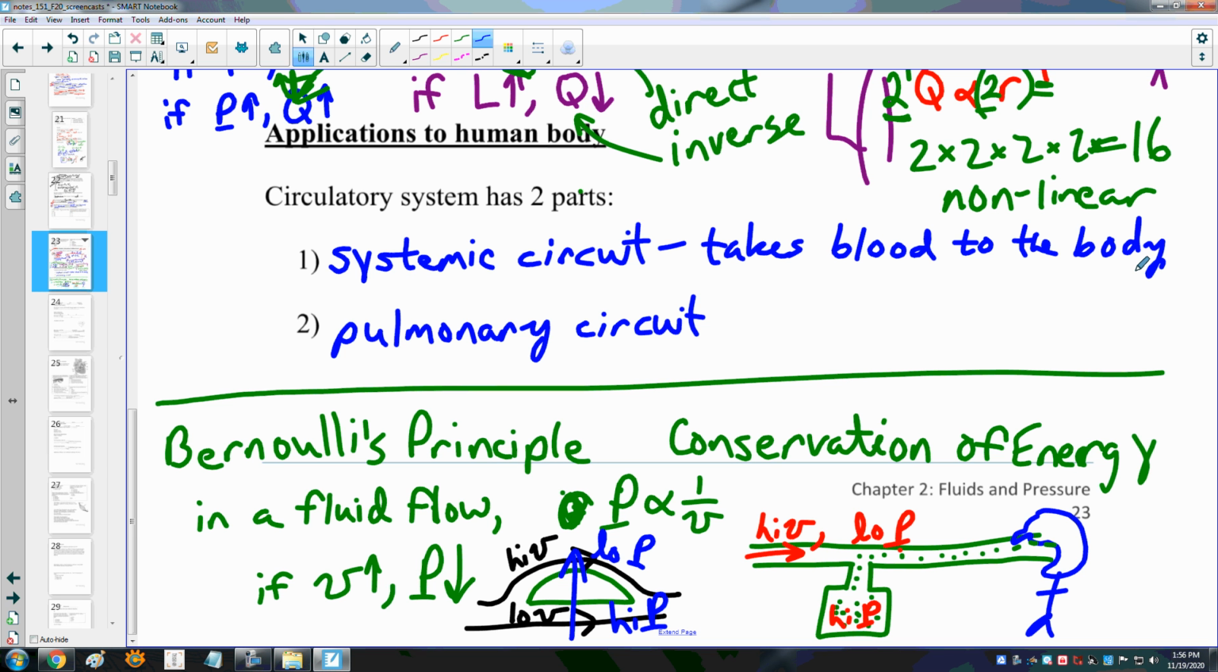The pulmonary circuit takes "used" blood. I'll put that in quotes. What I mean there is that the oxygen and various other things have been depleted out of the blood and passed on to the parts of the body. And then it returns that blood back to the lungs for replenishment.